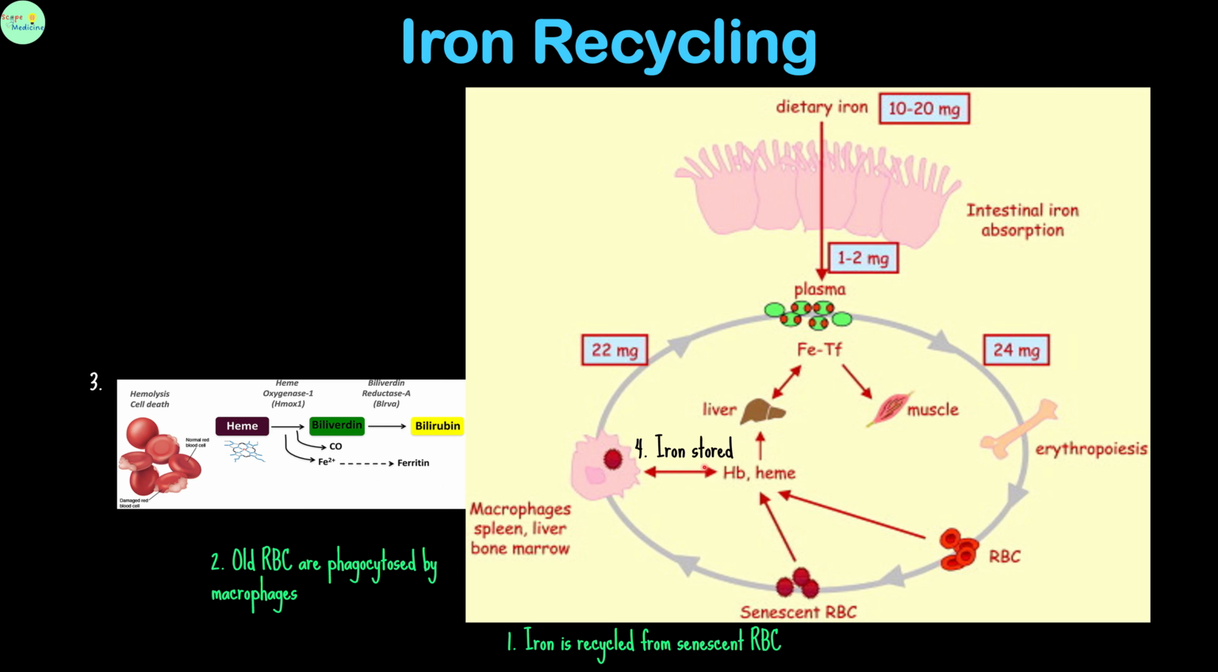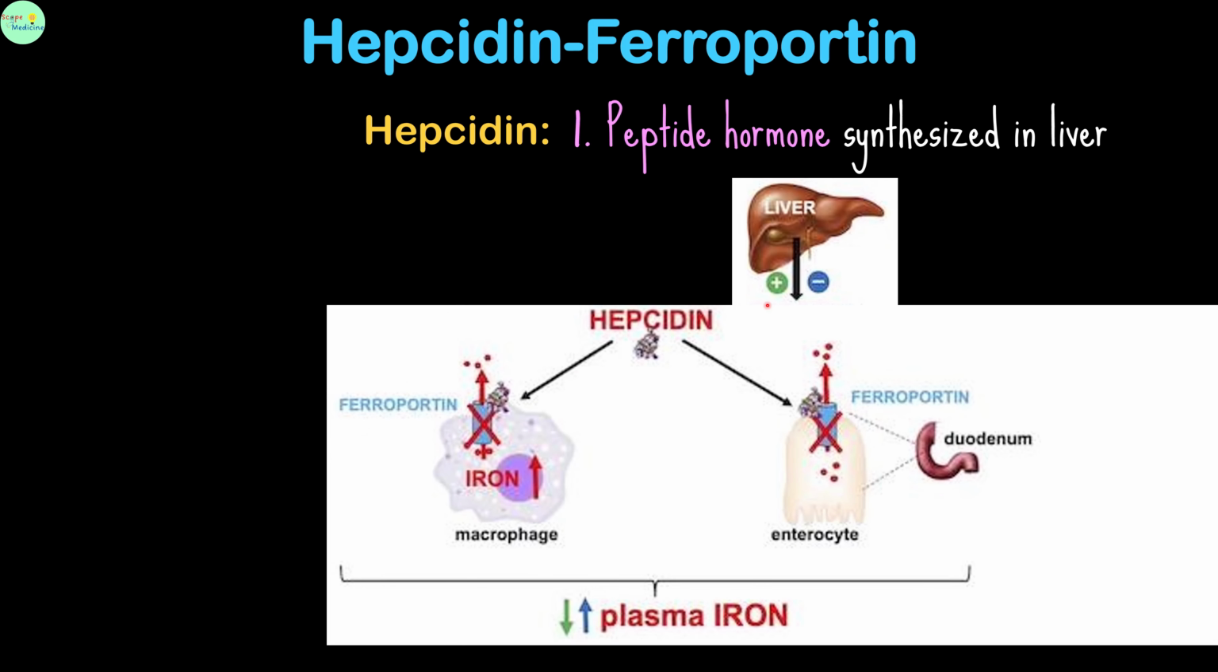This iron can then be stored within the macrophage as ferritin, or more importantly, exported back into the plasma via ferroportin to rejoin the transferrin pool for immediate reuse, particularly for new red blood cell production. The entire system is governed by a master regulatory axis, the hepcidin-ferroportin system. Hepcidin is a small peptide hormone synthesized in the liver. It acts as the master regulator of systemic iron homeostasis.